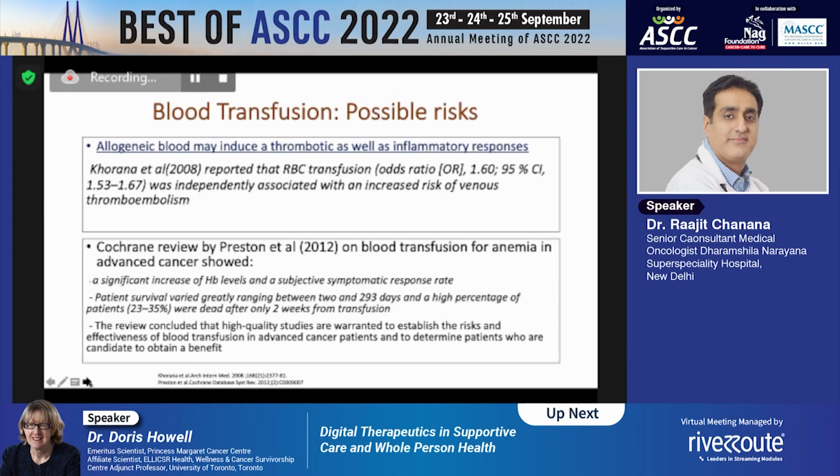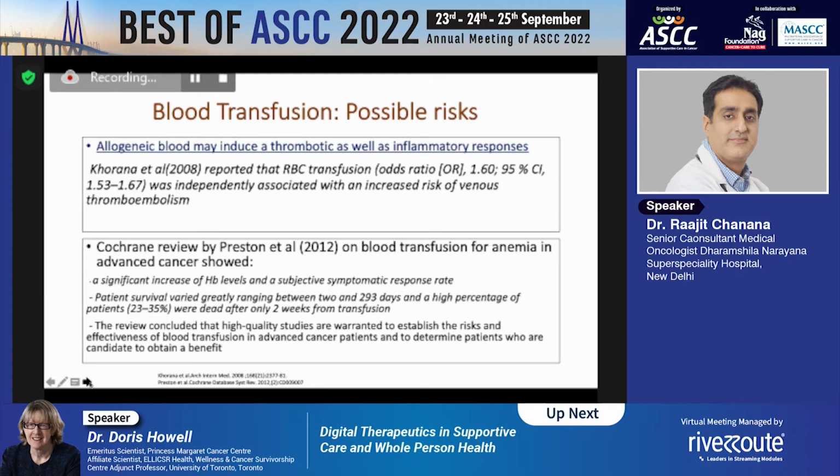So allogenic blood may induce a thrombotic as well as an inflammatory response. And this Cochrane review of 2012 showed that blood transfusion for anemia in advanced cancer showed a significant increase of HB levels and a subjective symptomatic response rate. And patient survival varied greatly, ranging between 2 and 293 days, and a high percentage of patients, 23 to 35%, were dead after only 2 weeks from transfusion.